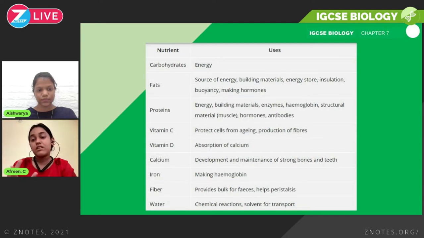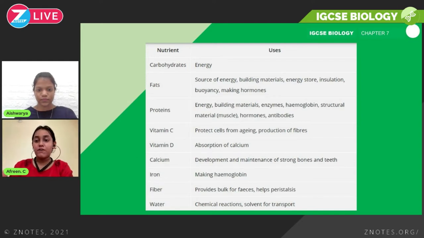And then there's vitamins. For now, you need to know about vitamin C and vitamin D. Vitamin C is needed for protecting cells from aging and production of fibers, while vitamin D is needed for absorption of calcium. And then there's minerals. For minerals, you need to know calcium and iron. Calcium is needed for development and maintenance of bones and teeth. So you basically develop strong bones and teeth, and then you need to keep taking in calcium to maintain it throughout your life. And then there's iron. Iron is needed for making hemoglobin. So that was the minerals part.